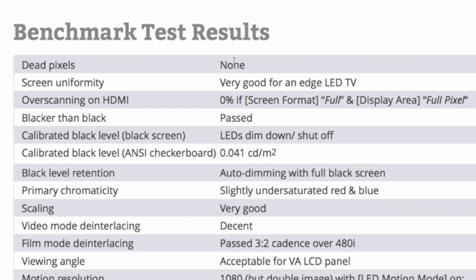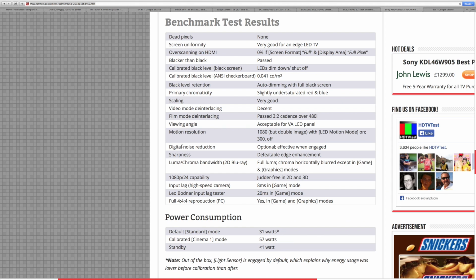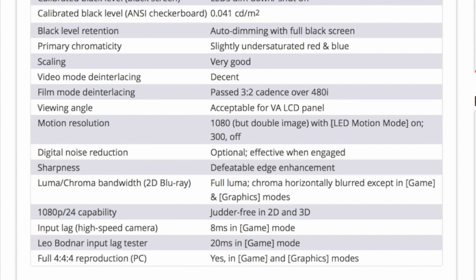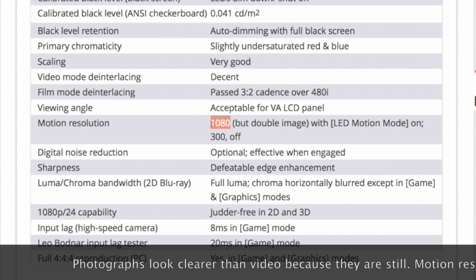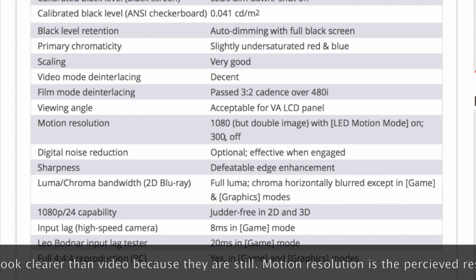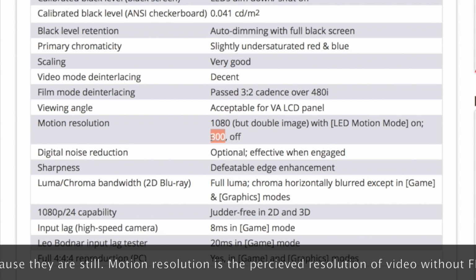No dead pixels, that means you're not going to see any stuck pixels, pixels that don't move whenever the rest of the image does. You don't really get that so much. Screen uniformity is how flat it is and how well the light output is, so this is a good TV for that. The motion resolution, if you turn on their motion trickery, increasing the hertz, that will give you 1080 lines of resolution. If you have it off, then it's only going to look like you have 300 lines of resolution, okay?